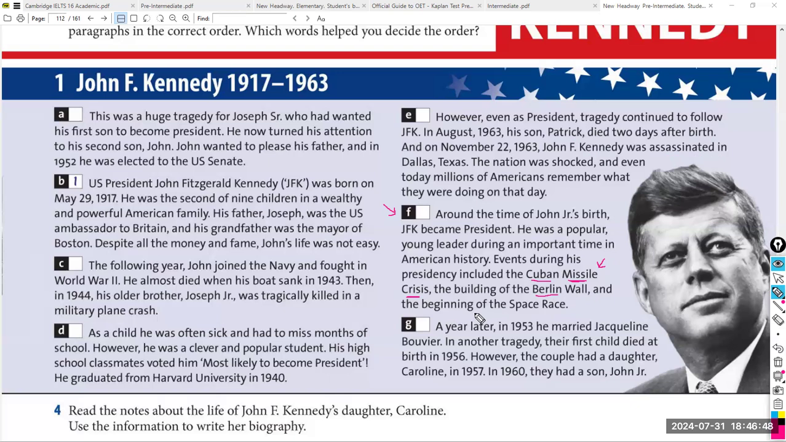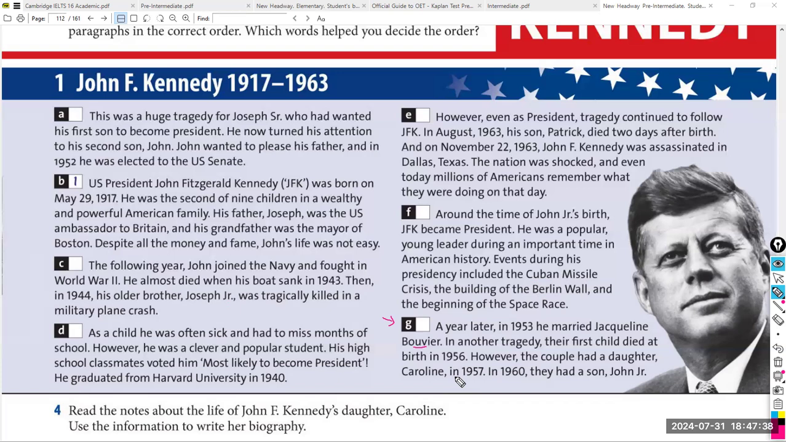Finally, Raed, can you hear me? Raed, hello. Yes, I can. Please, paragraph, the final one, which is G. A year later, in 1953, he married Jacqueline Bouvier. In another tragedy, their first child died at birth in 1956. However, the couple had a daughter, Caroline, in 1957. In 1960, they had a son, John Jr. Yeah, thank you so much, Raed.